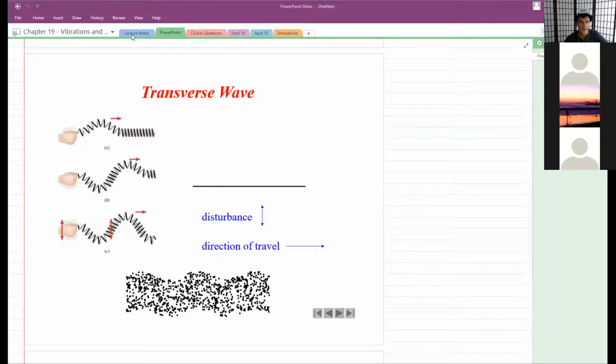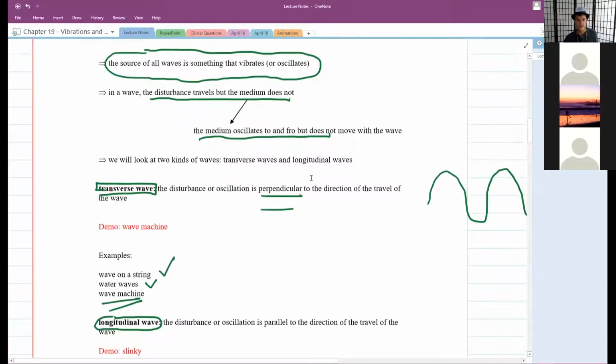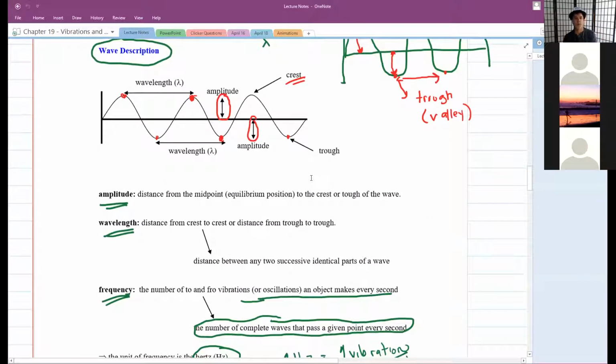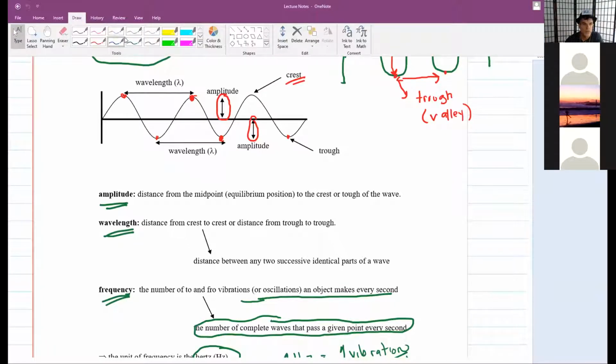Okay, and then for waves, there's some specific things that we use to describe a wave. So one, the big things are amplitude, wavelength, frequency, period, crest, and trough. So let me highlight this. Let's use blue.